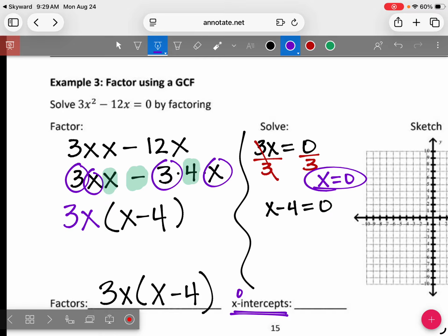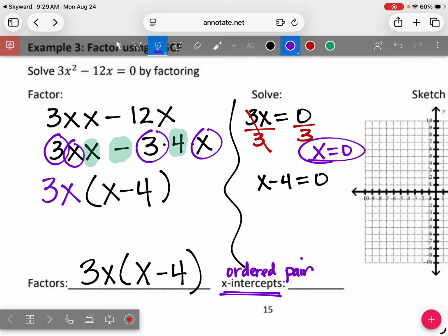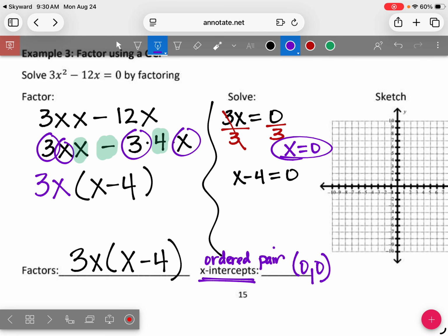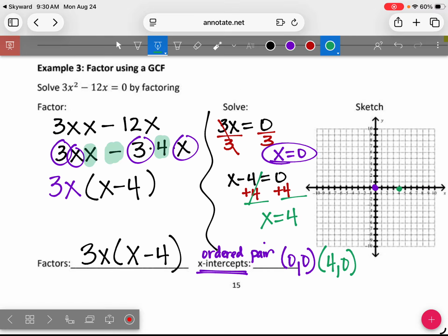That means it's an ordered pair. That's the only time you have to write it as an ordered pair, is when it says x-intercepts. So instead of 0, I'm going to write it as (0, 0). All right, then I have to add 4, and that's going to give me my second solution of x equals 4. But again, if I write that as an ordered pair, that would be (4, 0). So put a point at 0, put a point at 4, draw your smile.